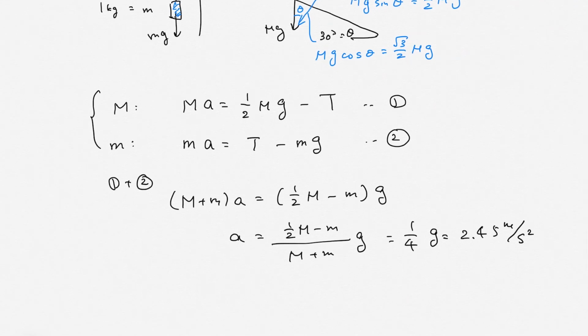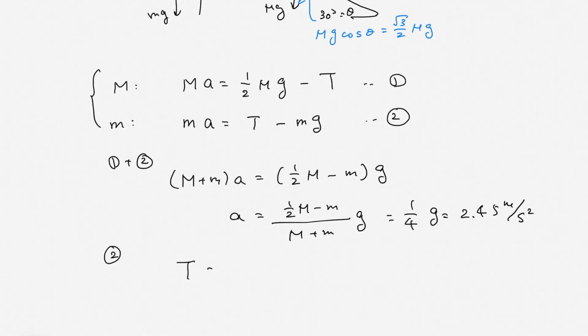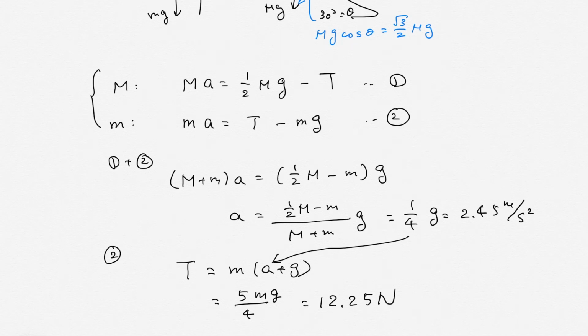This is the acceleration. For the tension force, you can use equation 2. T equals m times a plus g. So you can substitute this here. 5m over 4 g. So it becomes 12.25 newtons. This is the tension force.